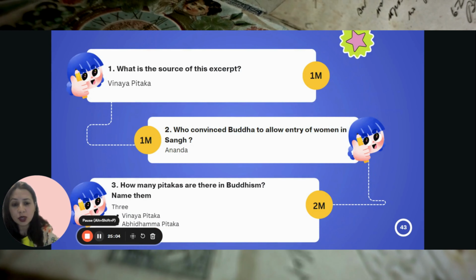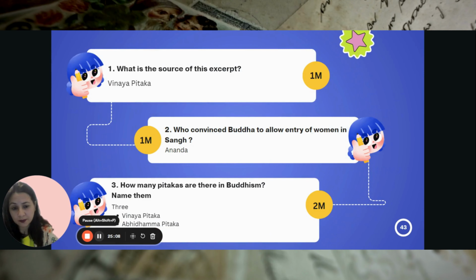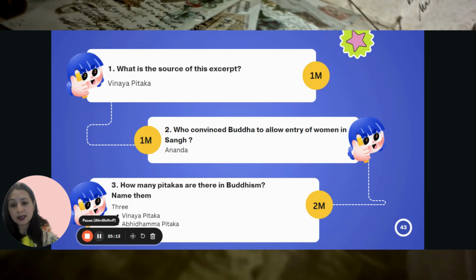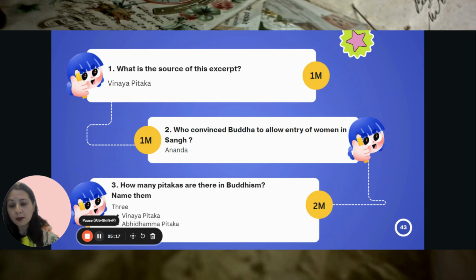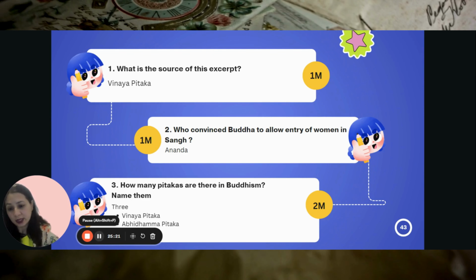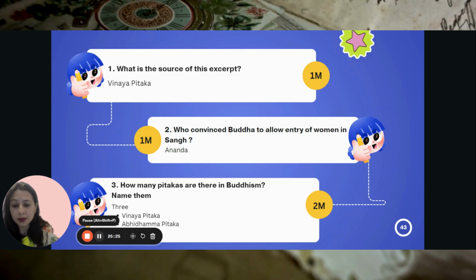Who convinced Buddha to allow entry of women in Sangh? Anand, one of the most favorite followers of Buddha. He said that women should also be allowed in Sangh. And Maha Prajapati Gautami was the first bhikkhuni. How many Pitikas are there in Buddhism? There are three: Vinay Pitika, Abhidham Pitika, and Sutpitika.